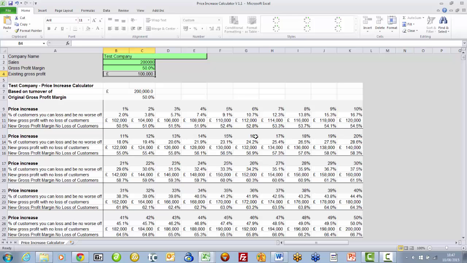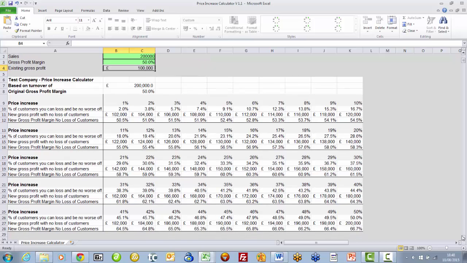Taking a more realistic type of increase of say 5%, you'd have to lose just over 9% of your customers. If you didn't lose any, your new margin would be 52.4%, and you'd increase your gross profit to £110,000, an increase of £10,000. And of course, the beauty of increasing your prices is that in theory your overheads stay the same, so any increases here go straight to your bottom line.